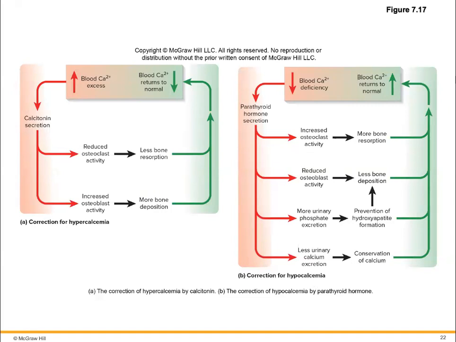And then through the kidney action, it has more phosphate being excreted and less calcium being excreted, which, less phosphorus or phosphate in our body actually prevents hydroxyapatite from forming, so you have less deposition. And then by having less excretion of calcium, you're conserving the calcium in your blood.